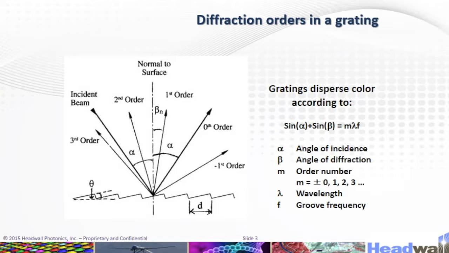This slide shows its diffraction order and grating. As you can see, zero order and first order. And gratings disperse color according to this formula: the sine of the angle of incidence, the angle of diffraction, the order number, wavelength, and so on.